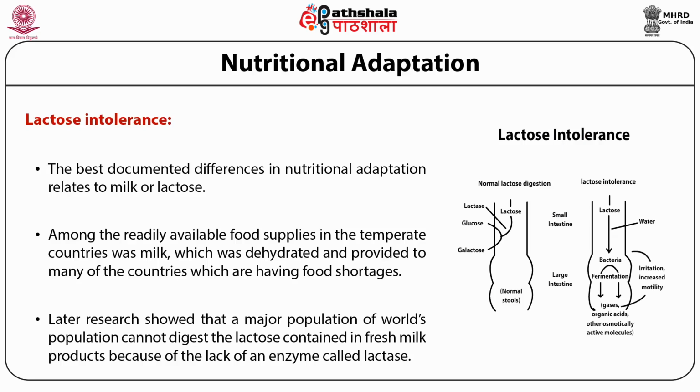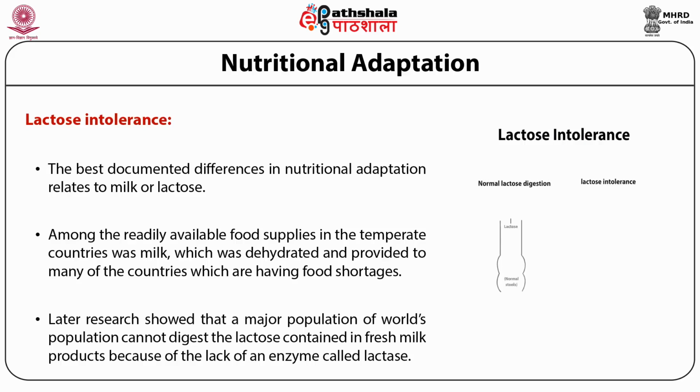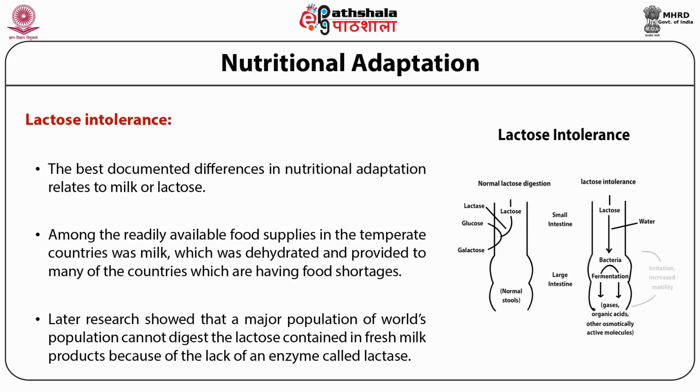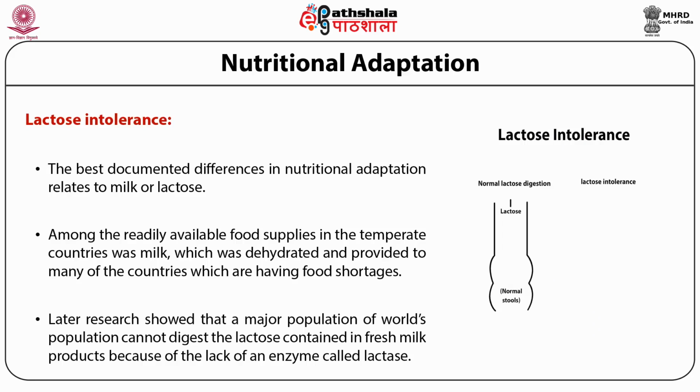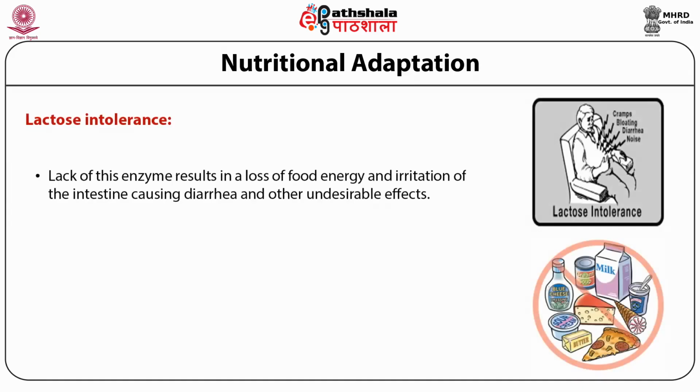This figure shows you the lactose intolerance and the activity of the lactase enzyme, which I just mentioned. Lactose changes into sugar, which changes into energy. Lack of this enzyme results in the loss of food energy and irritation of the intestine, causing diarrhea and other undesirable effects. Infants and young children in all populations have this enzyme, but in many groups this enzyme disappears in older children, producing lactose intolerant adults.